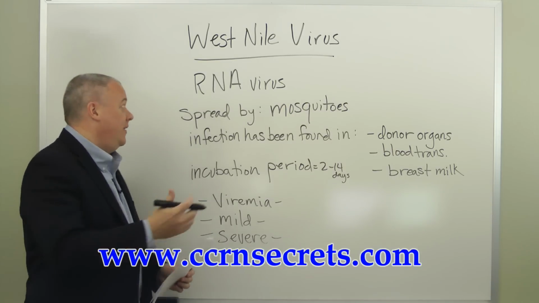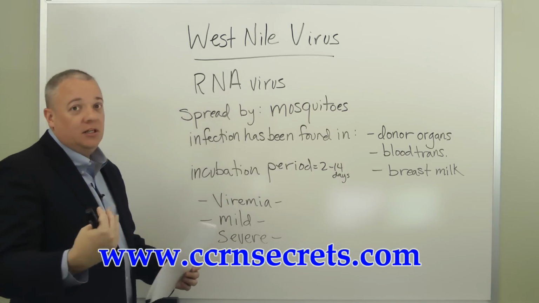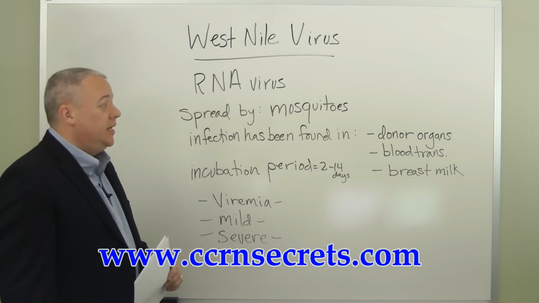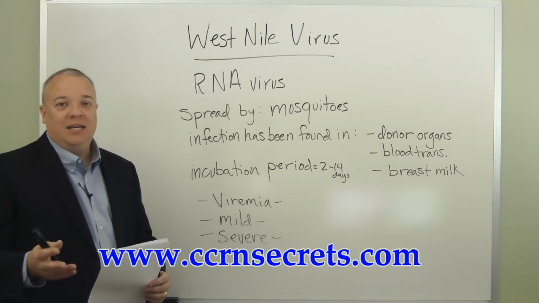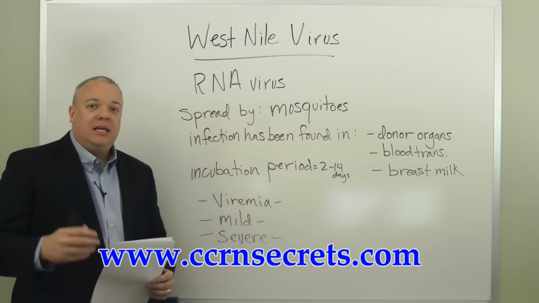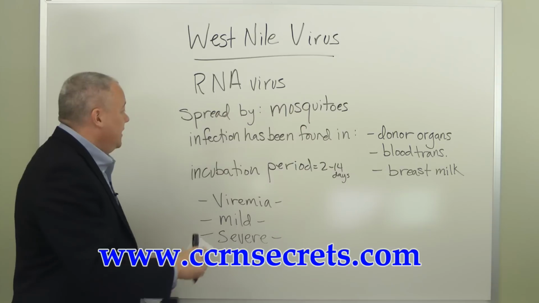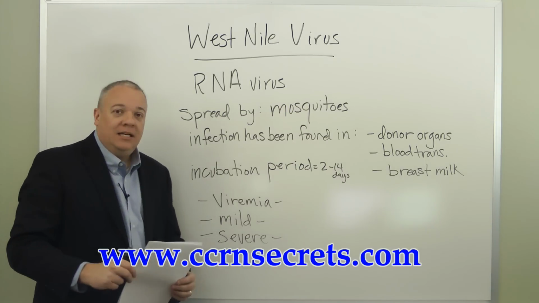They've done tests and found that because of the spread of West Nile virus through infected mosquitoes into human hosts, the infection has been found in donor organs, blood transfusions, and even breast milk. But since 2003, they've been testing the blood supply to keep that from being passed on through blood transfusions. The incubation period lasts from 2 to 14 days.